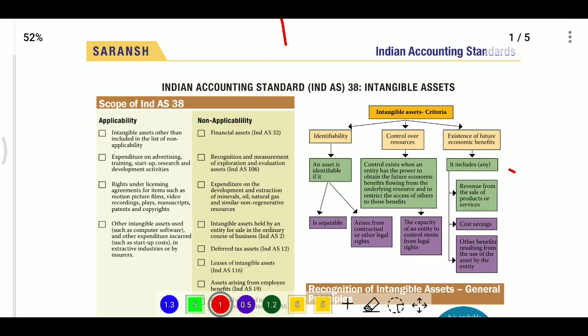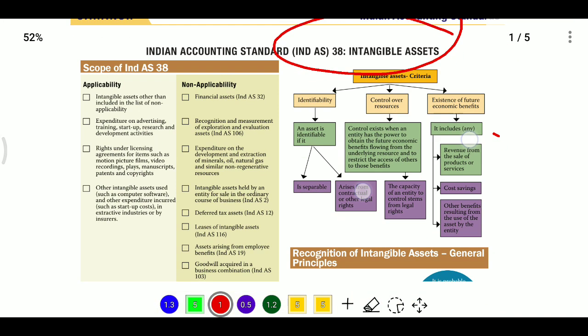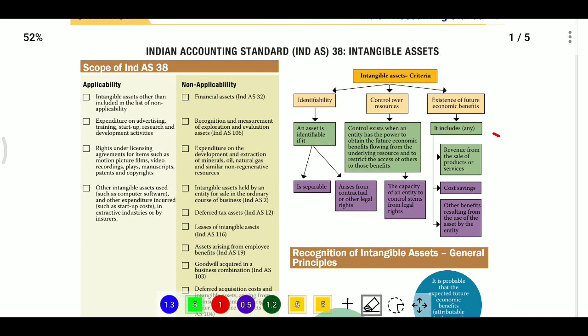Hello everybody. In this video we are going to discuss Ind AS 38, that is intangible asset. What is there in intangible assets? What is the meaning of intangible asset? How can we account for the intangible asset? First we should know about the intangible asset.